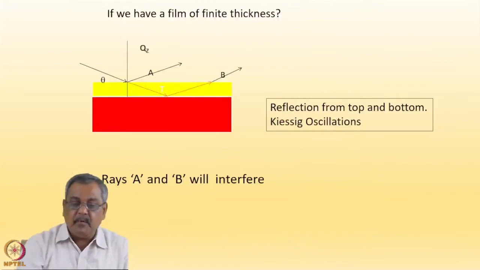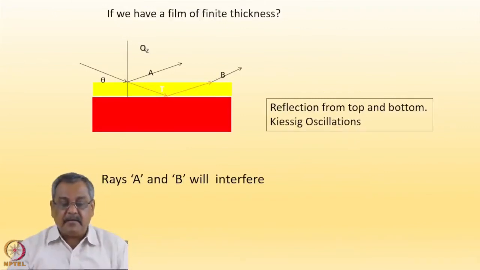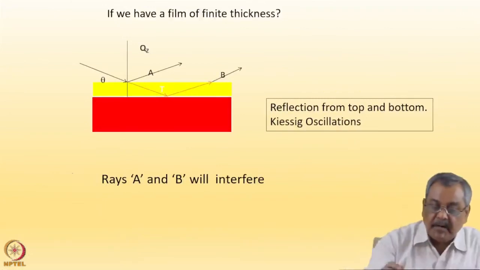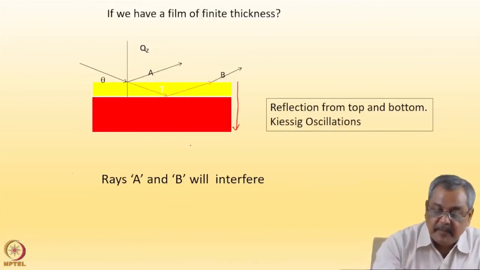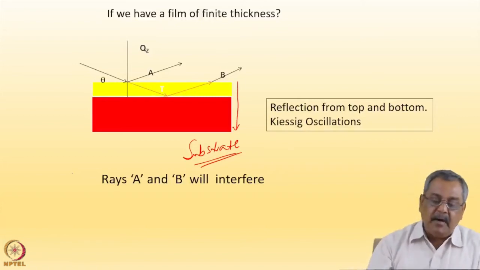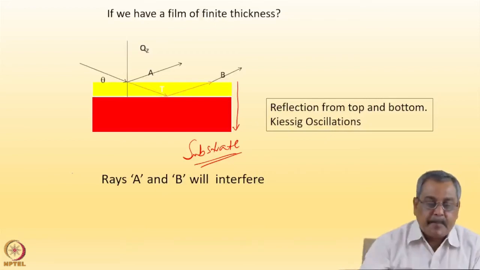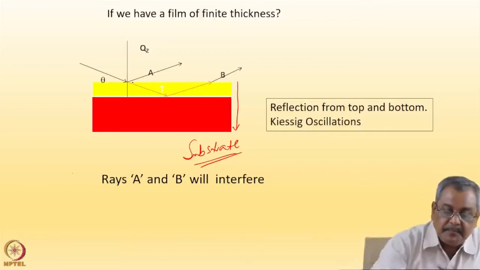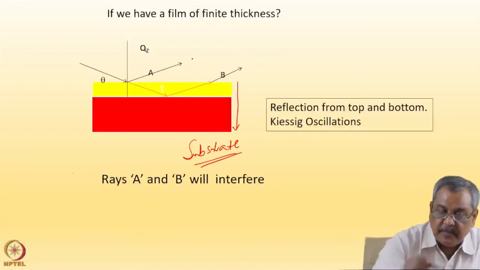So then let me go. If I have a film of finite thickness, let us look at this schematic. I have a substrate. This is a substrate. Usually one will deposit a film on this of some thickness, maybe 100 angstrom, maybe 200 angstrom, 1000 angstrom. So now I have an incident beam which gets reflected from the surface.